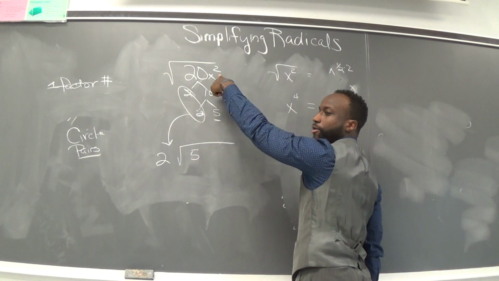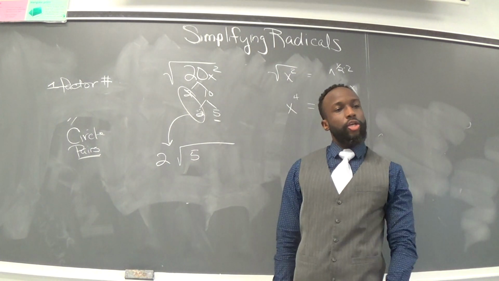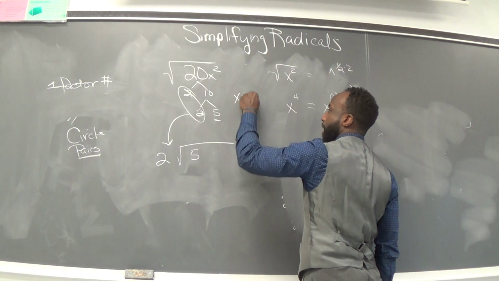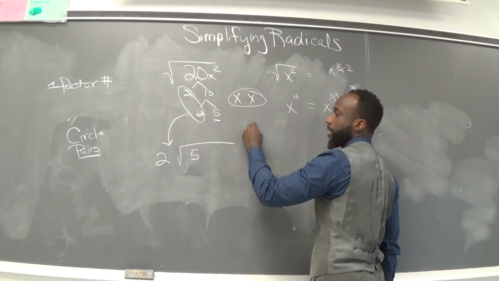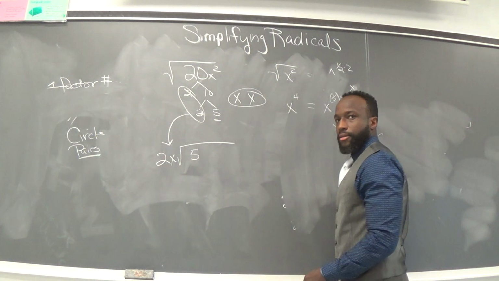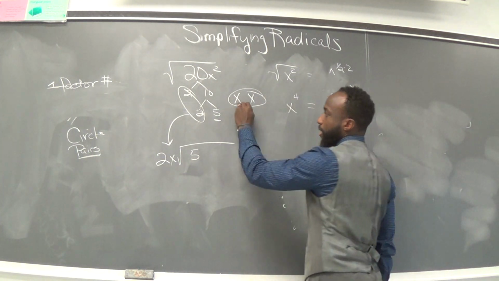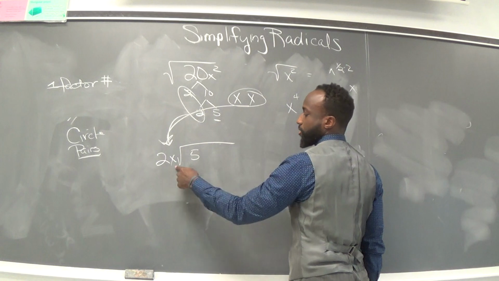X to the second power means we have how many x's? 2. X and x. Do we have a pair? Yes, it's a pair. So it just comes out. So x goes out as well. So the answer is 2x root 5.